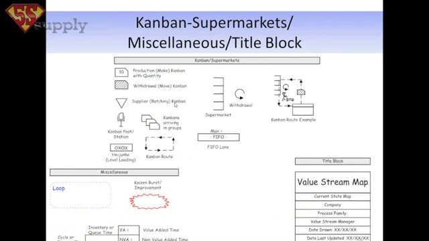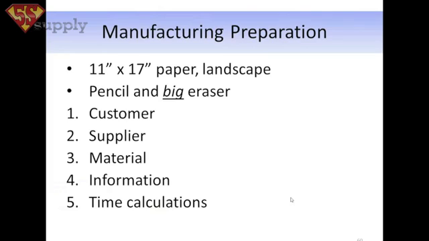So additional ones, including things like a supermarket and Kanban systems, Heijunka or level loading, the loops, the Kaizen burst, which just means opportunity for improvement. And then what we do is we add up value-added time and non-value-added time. And then just a title box in the corner.